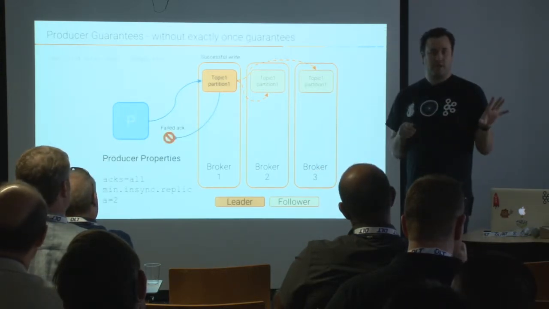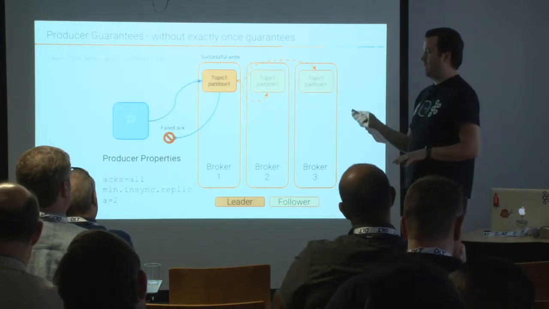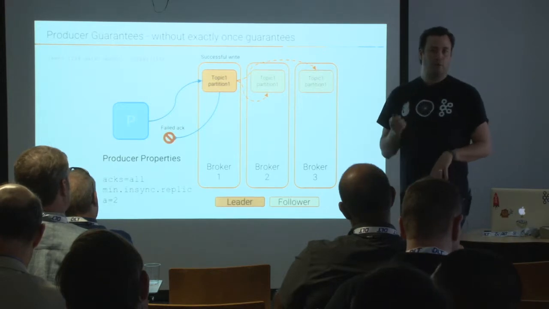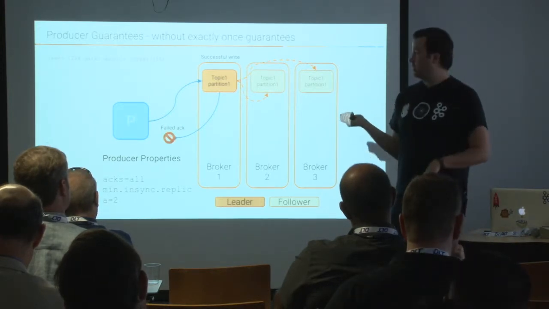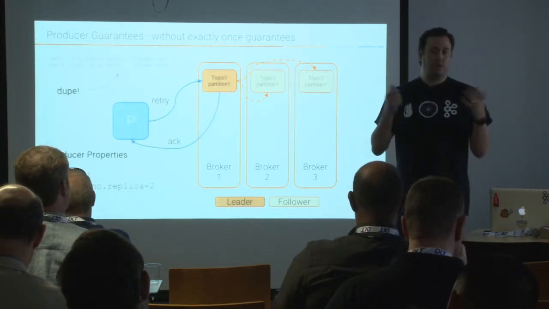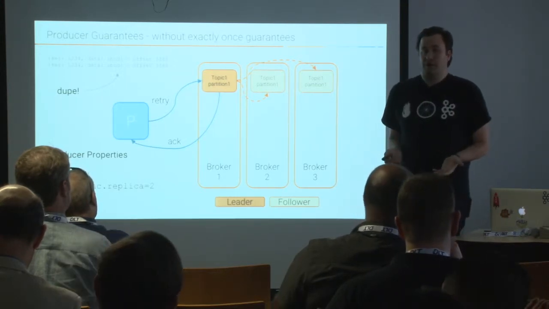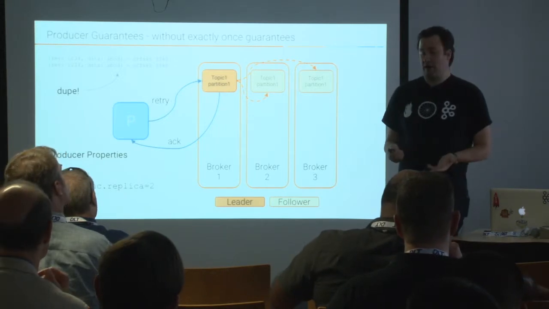Without the new exactly once semantics, if you do acks equals all and the acknowledgement fails to come back, your producer will send again, and you will get a duplicate. This is something that was built into Kafka early on. It was just like we had at least once guarantees. It was just the delivery semantics of Kafka.